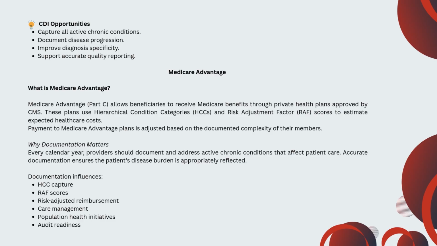Last quality program is Medicare Advantage. What is Medicare Advantage? Medicare Advantage Part C allows beneficiaries to receive Medicare benefits through private health plans approved by CMS. These plans use hierarchical condition categories and risk adjustment factor scores to estimate expected healthcare costs. Payment to Medicare Advantage plans is adjusted based on the documented complexity of their members.